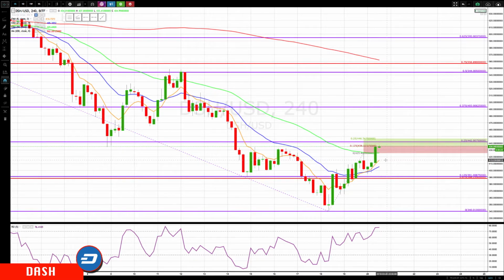Very, very key support is coming in at 415, and then the bottom of the rotation zone is about 402 to 404, the pullback levels to watch for. If we close below 400, it's not a good sign for the recovery. So that's the key level to watch for.